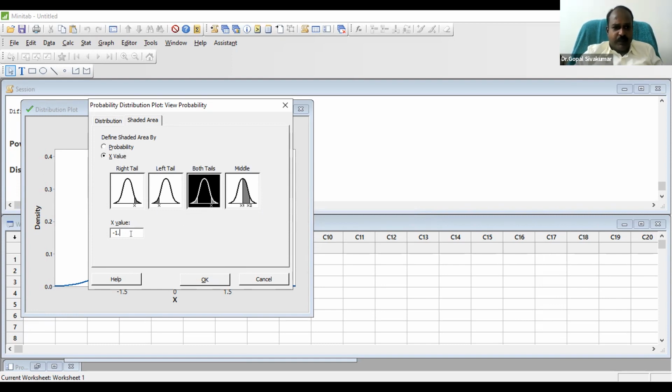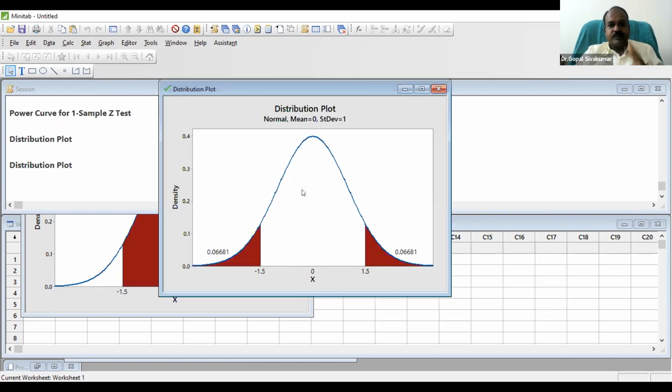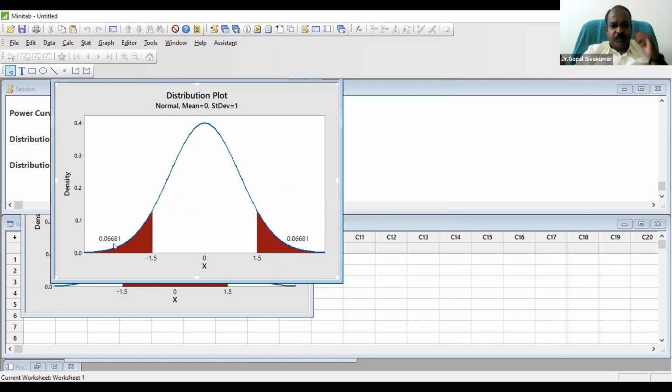See, when I give 1.5 here, what does it mean? Can one of you confirm? What does it mean? Plus or minus 1.5. 1.5 means plus or minus 1.5. So now this will show you. Can you see the area now? 6.6, 6.6, so 13.2. Isn't it? 13.2.